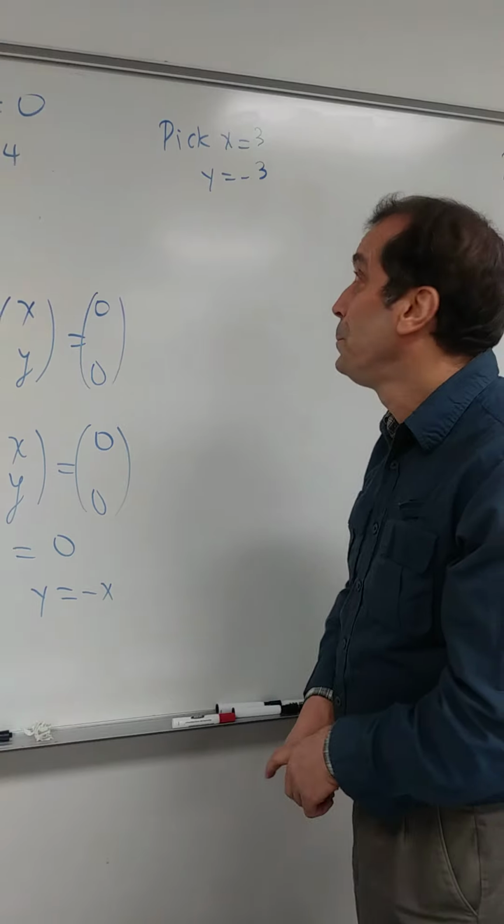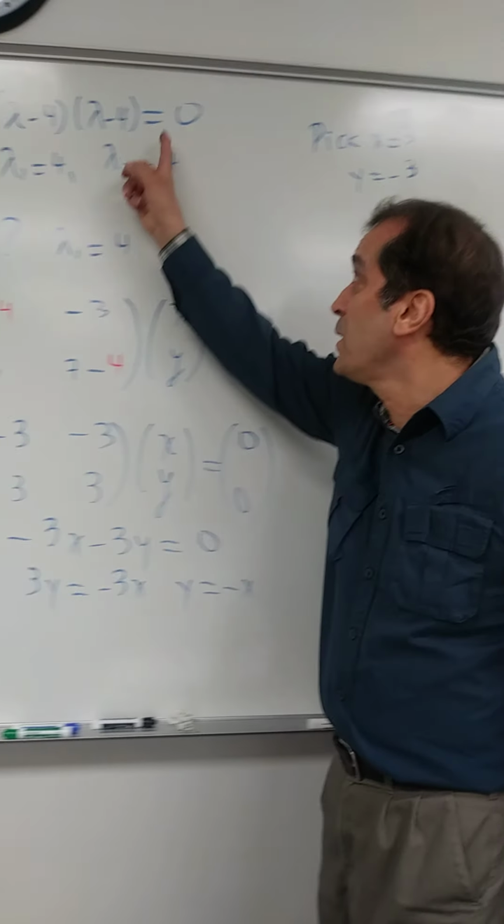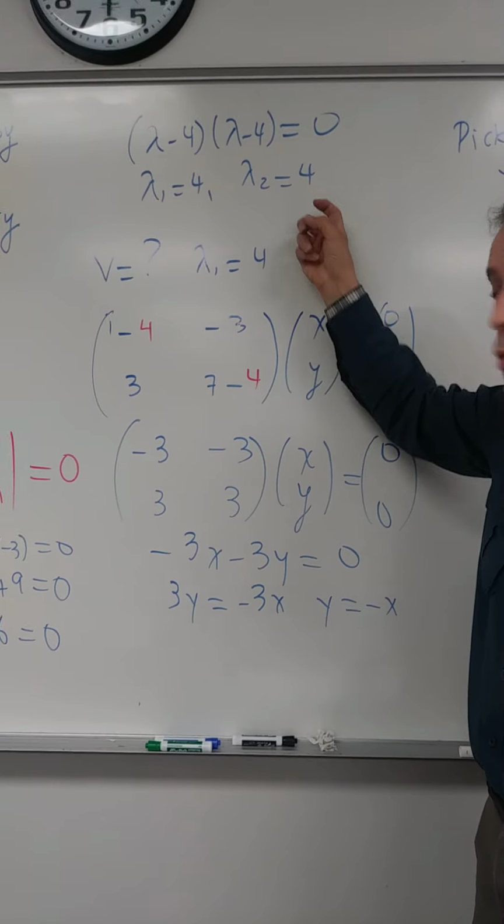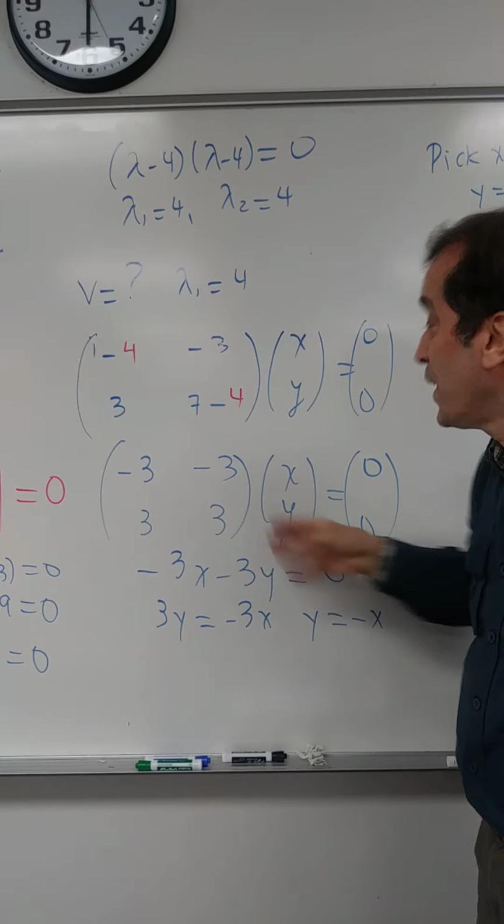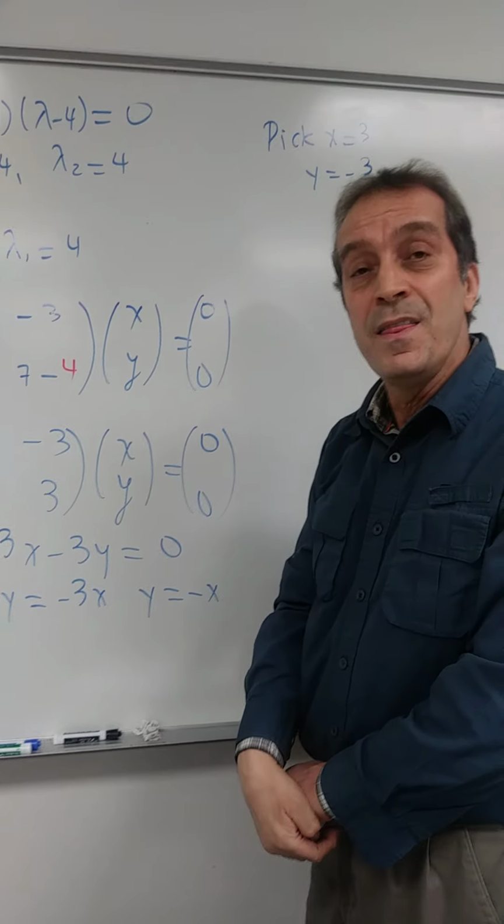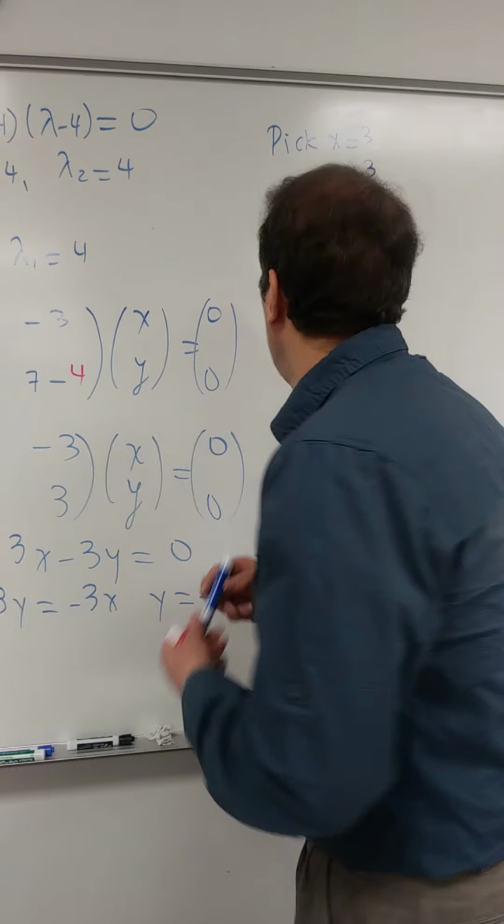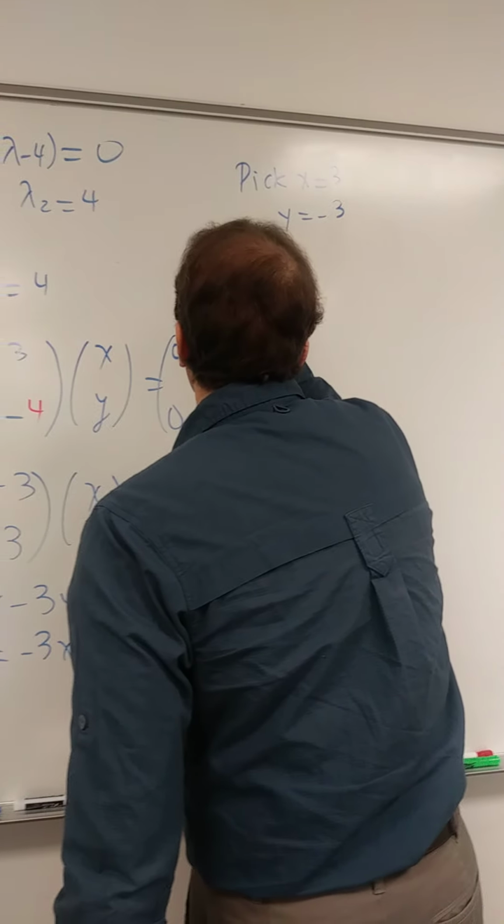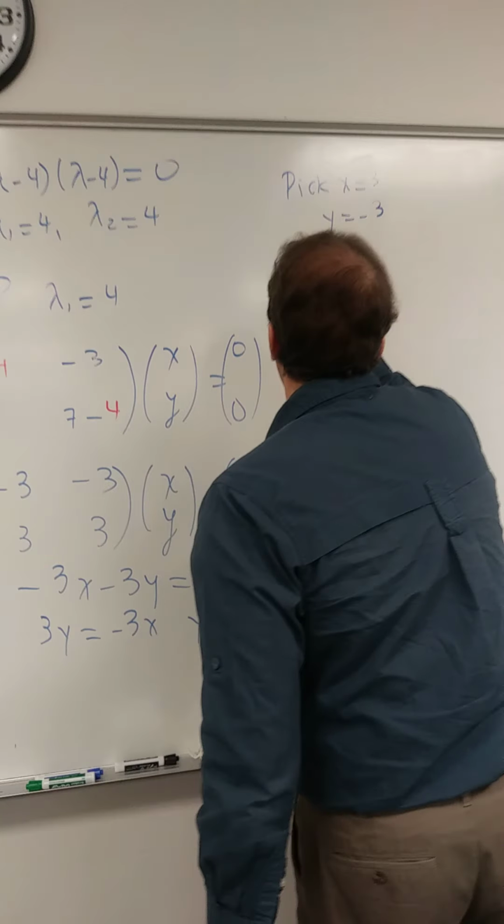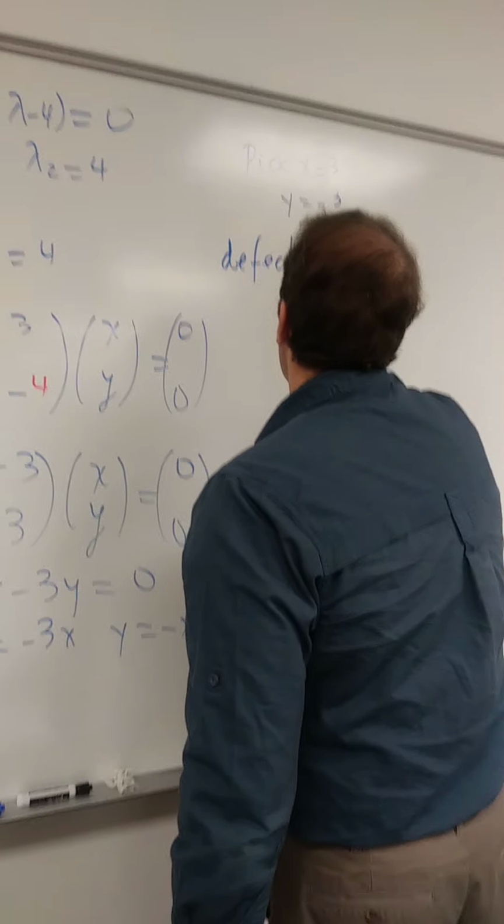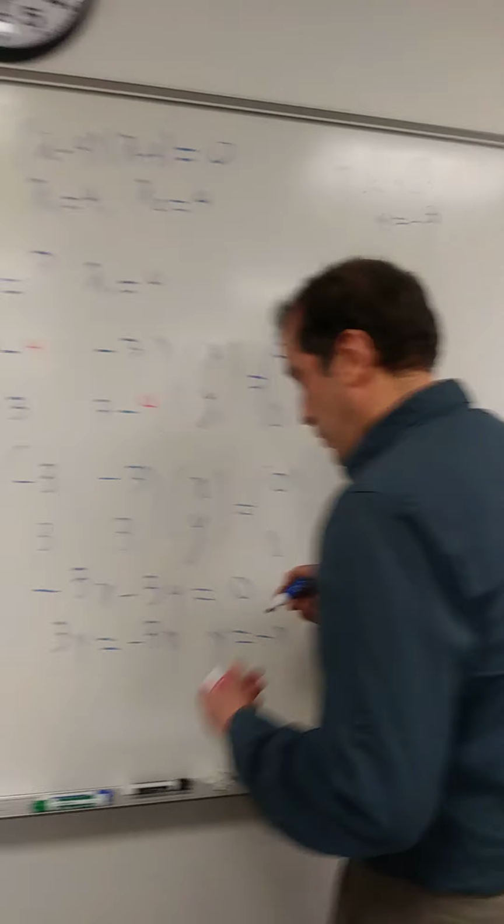Here's the problem. When you try to find the eigenvector for the second eigenvalue and you put 4 in there, you're going to get the same thing, 3 and minus 3. This is called a defective eigenvalue. Defective. What do we do with defective eigenvalues?